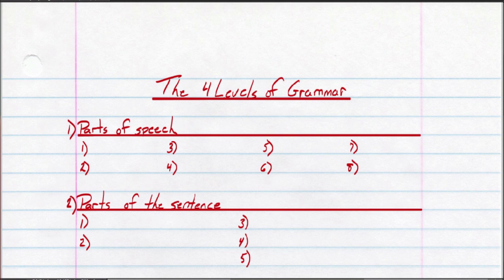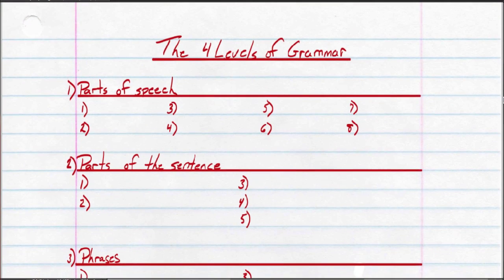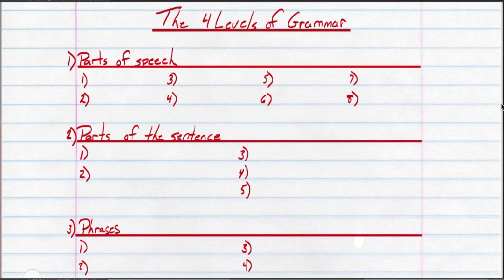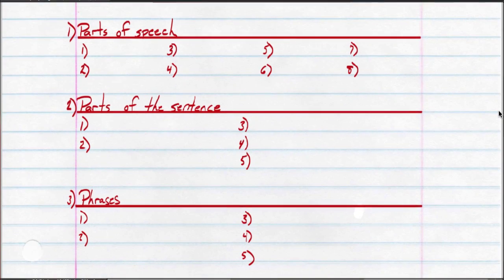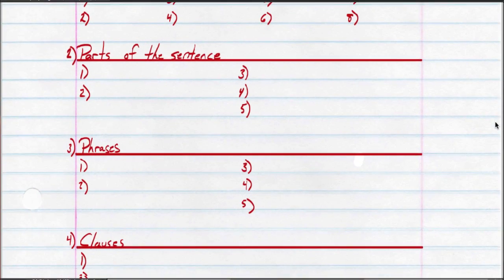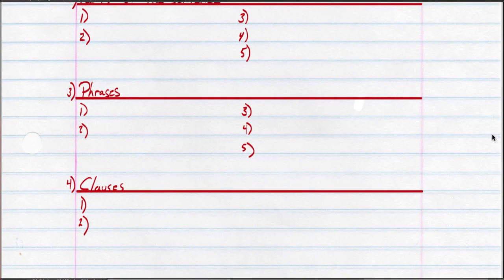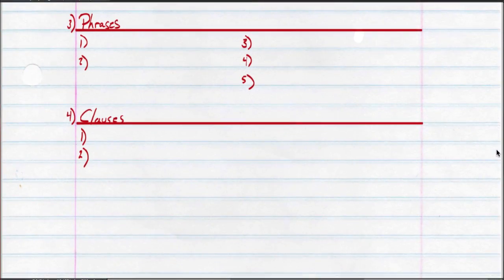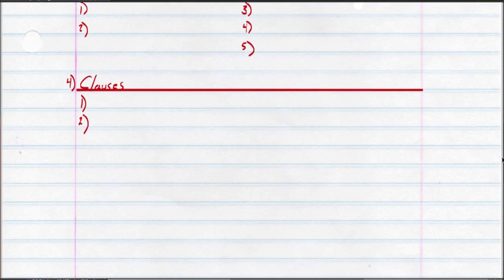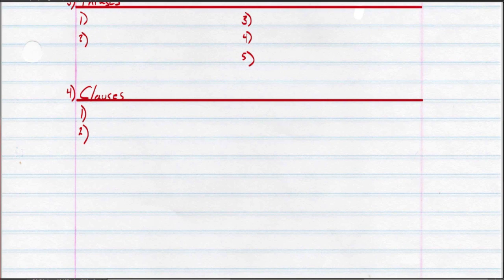Before we begin with the usual notes, I'd like to take a step back and look at the program from a distance. Let me show you an outline I'm putting together here. Okay, what you see here, the 4 levels of grammar. Level 1, parts of speech. We can see that there are 8 parts of speech. Level 2, parts of the sentence. We can see that there are 5 parts of the sentence. Level 3, phrases. We can see that there are 5 different phrases. And level 4, clauses. There are 2 different types of clauses that we'll be discussing.